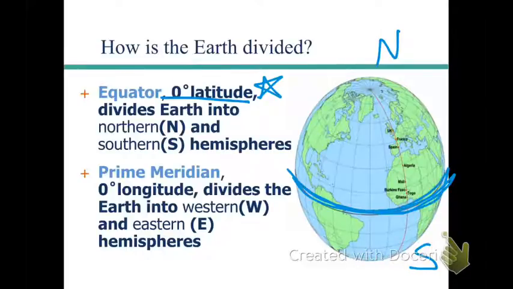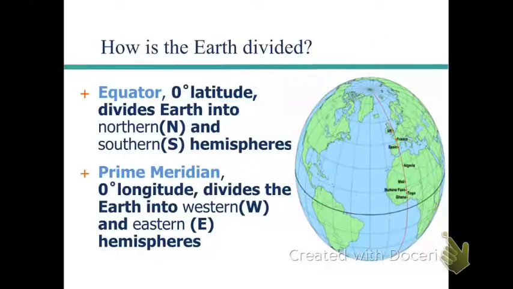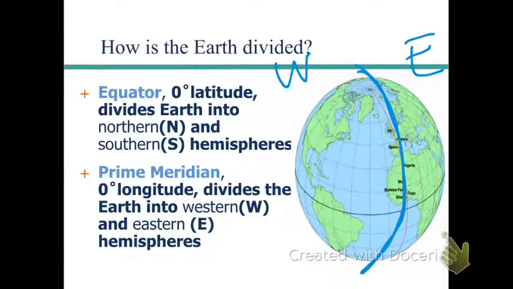Now notice, is the equator drawn in a line that points north to south? No, the line goes side to side, but it divides the earth into the northern and the southern hemisphere. Your prime meridian is 0 degrees longitude, and it goes the other way. So it's going up and down. This is the prime meridian, and it's going to divide the earth into your eastern and your western hemispheres.